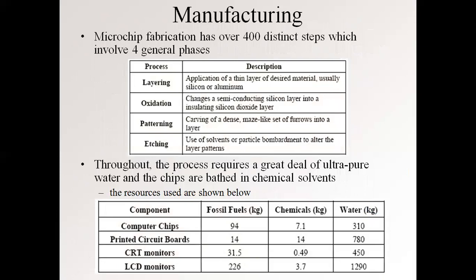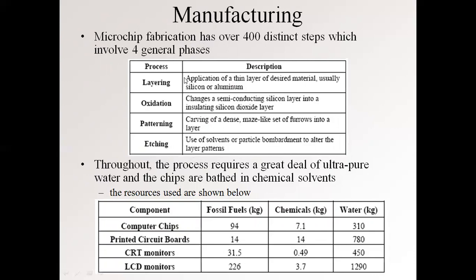Manufacturing. So we will see here microchip fabrication has over 400 distinct steps which involve 4 general purpose phases. There are 4 phases used in the manufacturing of a microchip: layering, oxidation, patterning, and etching. These are the 4 steps used in microchip fabrication.